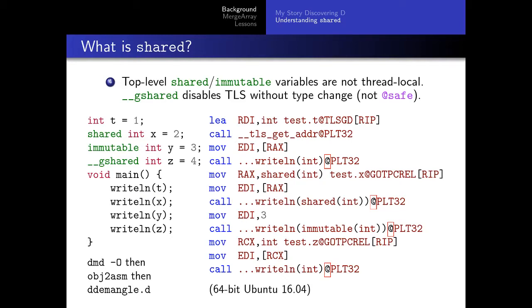So __gshared is a strangely underscored notation that allows you to disable the thread local storage without changing the type. So it's not going to be safe, but if you need to deal with extern C variables, or you just want to get around the type system for other reasons, then that lets you have a static global that doesn't change the type.